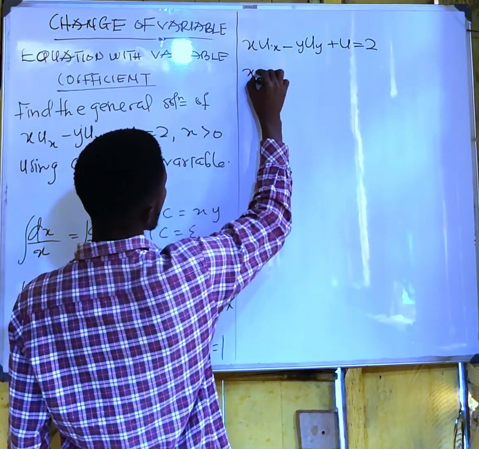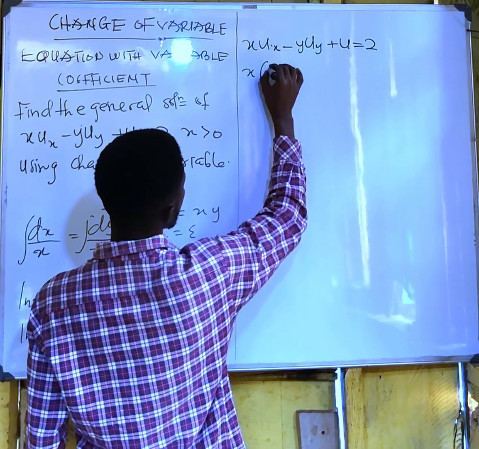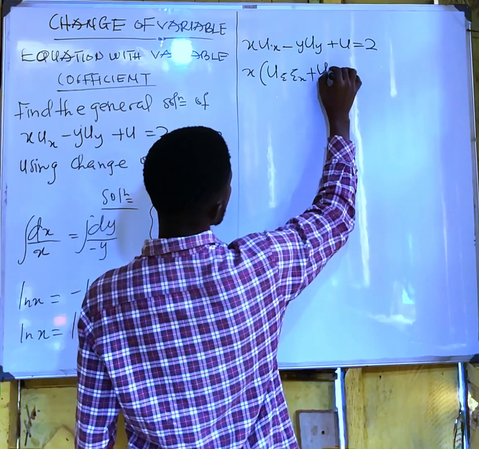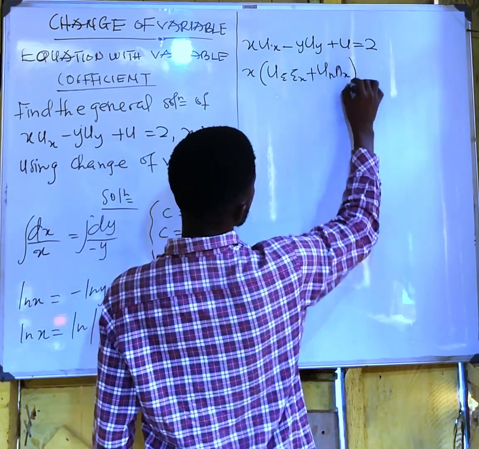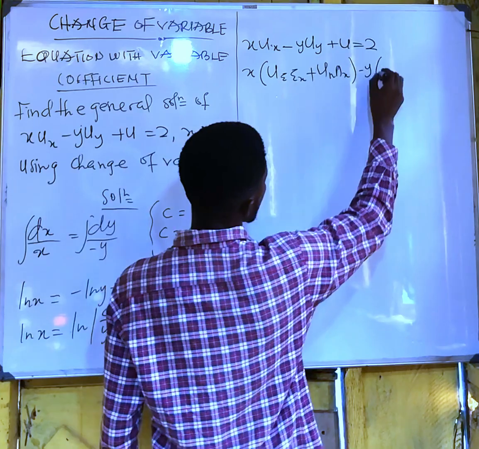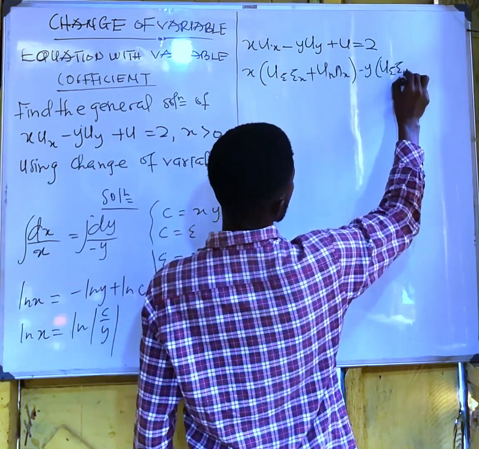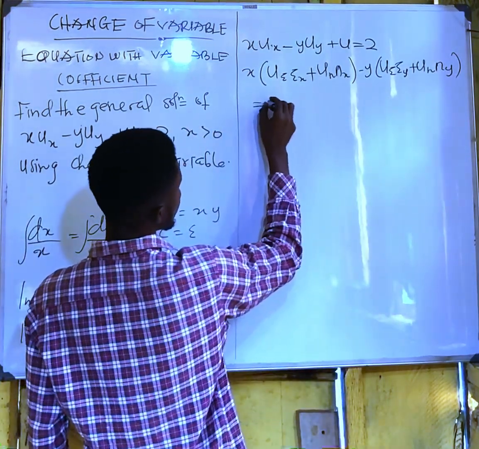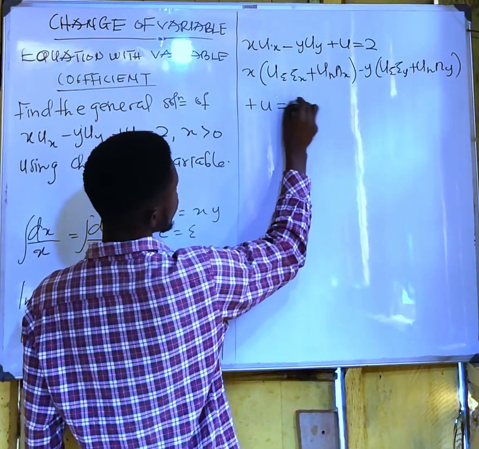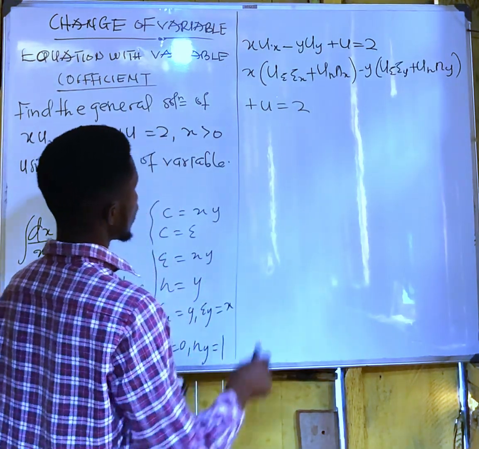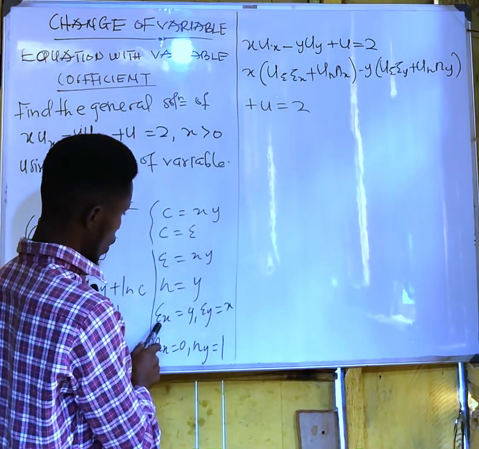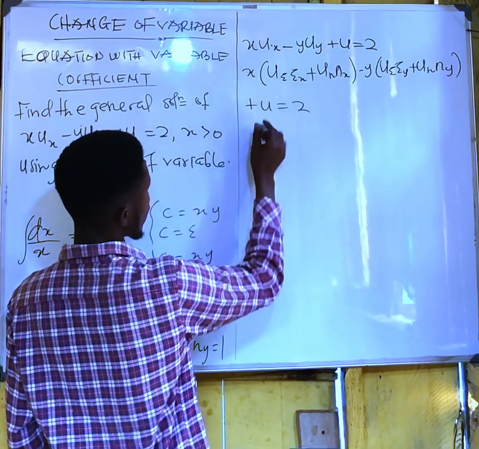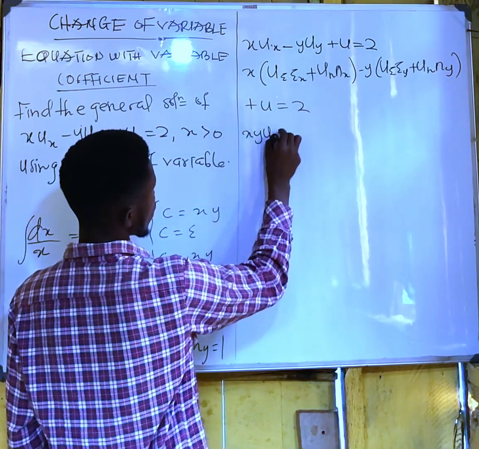So here is going to be x (u_xi xi_x plus u_eta eta_x) minus y (u_xi xi_y plus u_eta eta_y) plus u equals 2. Okay, now xi_x is y. So here the whole of this place will be y times x, which is xy u_xi.